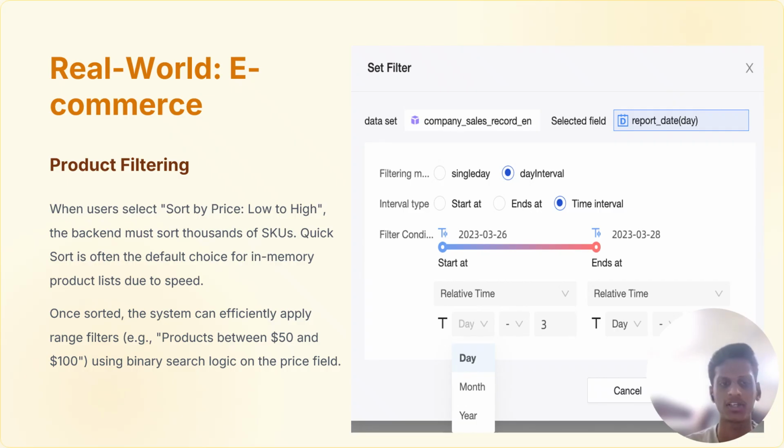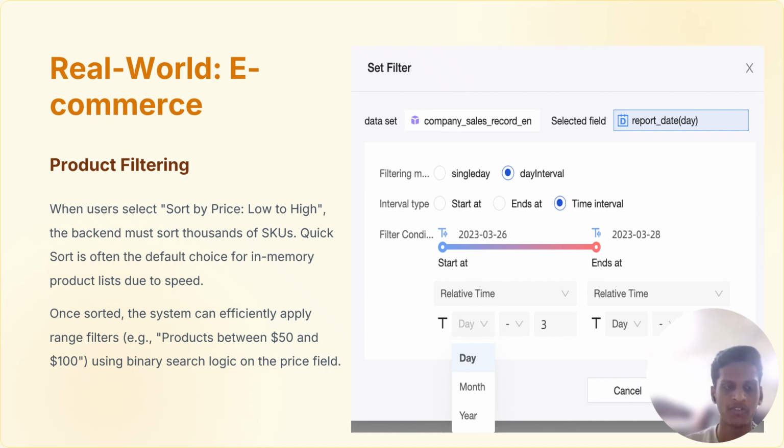The first example is e-commerce product listing. In modern e-commerce platforms, users expect instant sorting and filtering of thousands of products. When a customer selects an option such as sort by price, low to high, the backend reacts quickly by rearranging the list present in the database of the e-commerce platform.